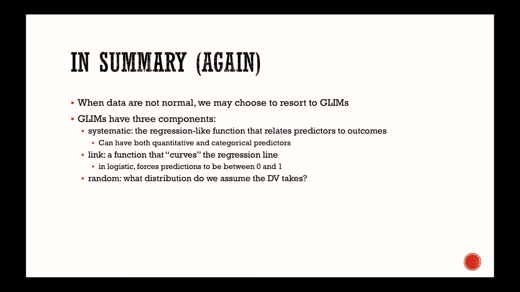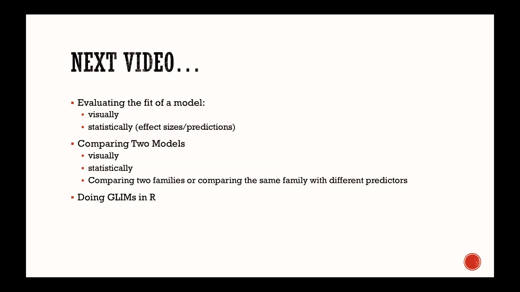So GLMs have three components: the systematic component, which is very regression-like, and just like when we use the general linear model in the past, we can have both quantitative predictors or qualitative predictors in there. The computer doesn't care. And it also has the link function, that is the function that curves the line, and then it has the random component, which we specify what distribution the residuals take.